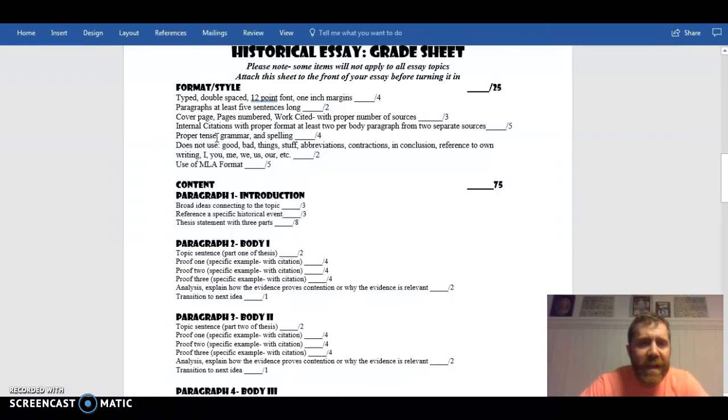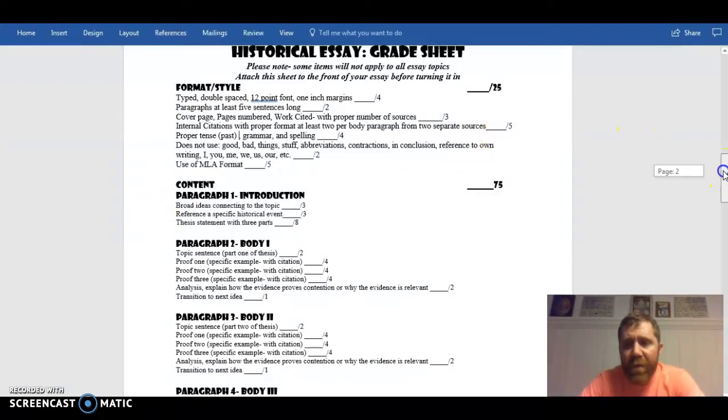Obviously, proper tense. We always use past tense when writing history papers, all right? I know that it's going to be tempting to use present tense, but always use past tense when writing history papers. Do not use good, bad, things, and so on and so forth. Do not write in first person. And I will show you where you can find a list of words to avoid later on in the video.